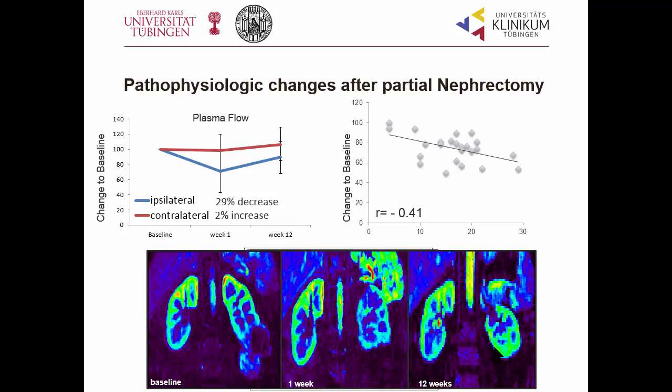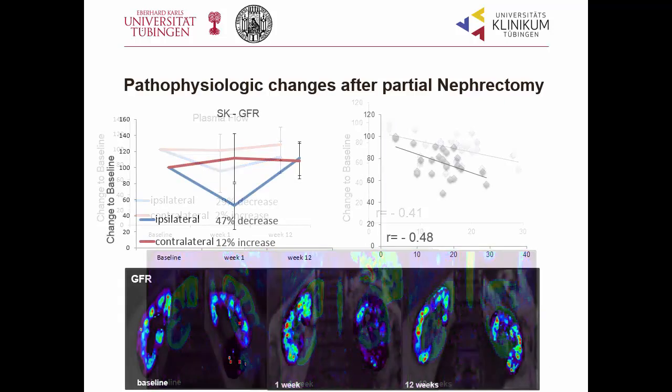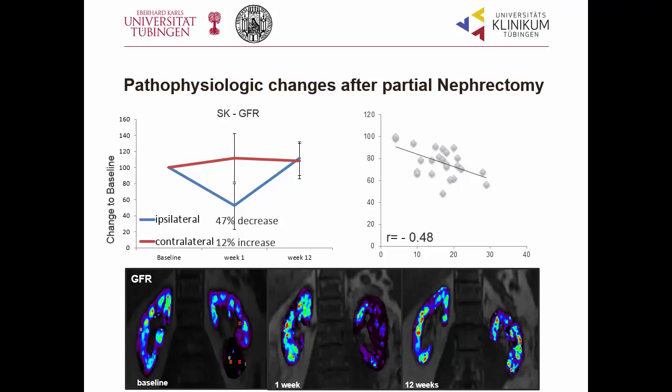In here we can see after 3 months that perfusion has come back, and we can also look at the glomerular filtration on each side, and we can see after 1 week about 50% reduction in glomerular filtration, and interestingly after 3 months glomerular filtration comes back. The contralateral side does not show very profound increase of GFR, only around 10%.